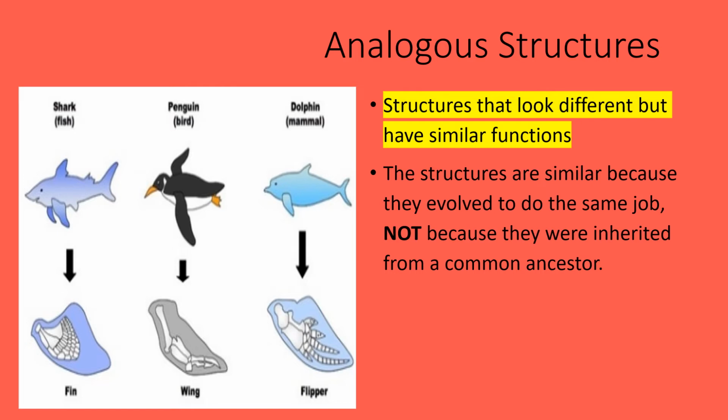If all of these animals lived in water, they either are going to die because they can't swim, or they're going to evolve to be able to swim in water. So all of these animals happen to live in water, so all of them are able to swim using their fin, flipper, or wing, but that doesn't mean that they're related.